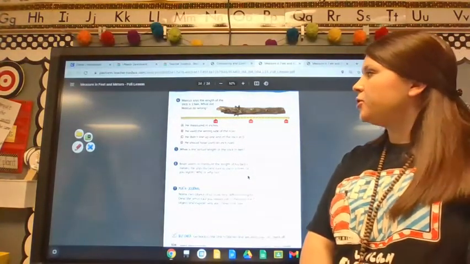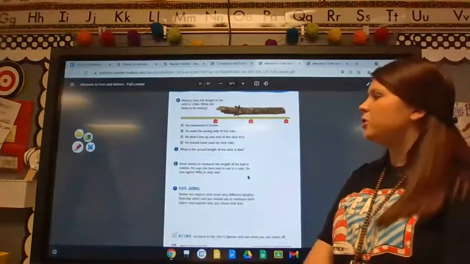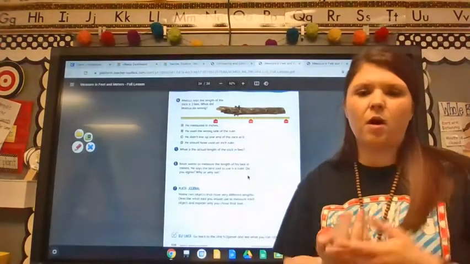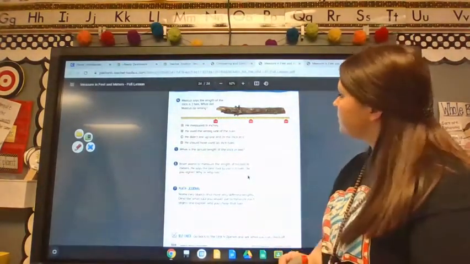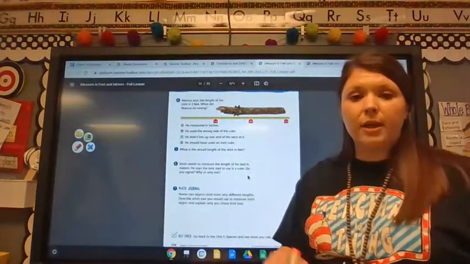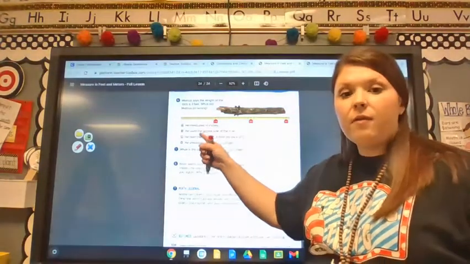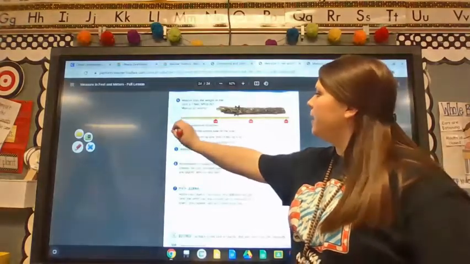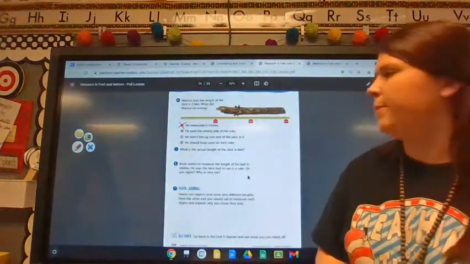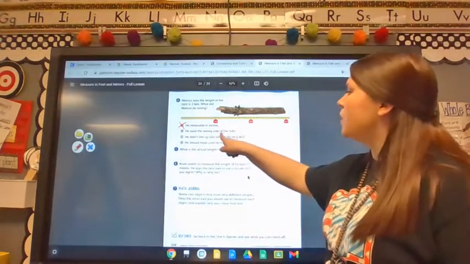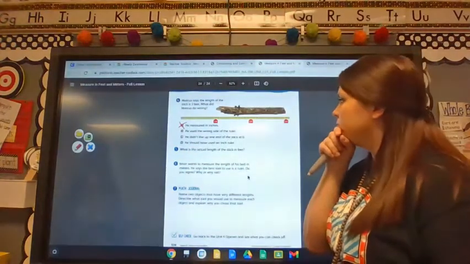All right, so he measured it in 3 feet. So did he measure in inches? Is that what he did wrong? Now, you could measure in inches, but they told us 3 feet. So that wasn't what he did wrong, was that he measured in inches. He used the wrong side of the ruler.